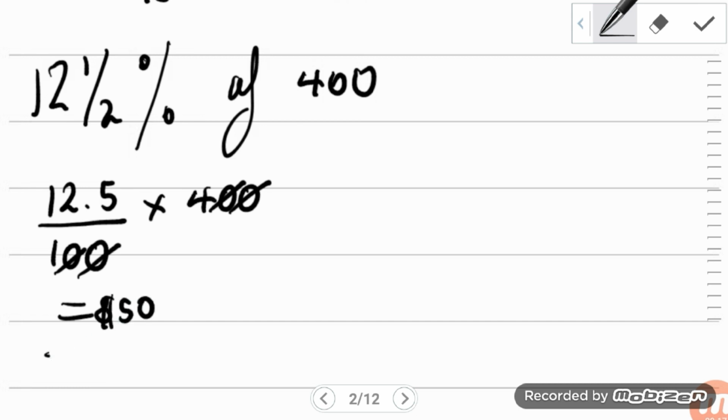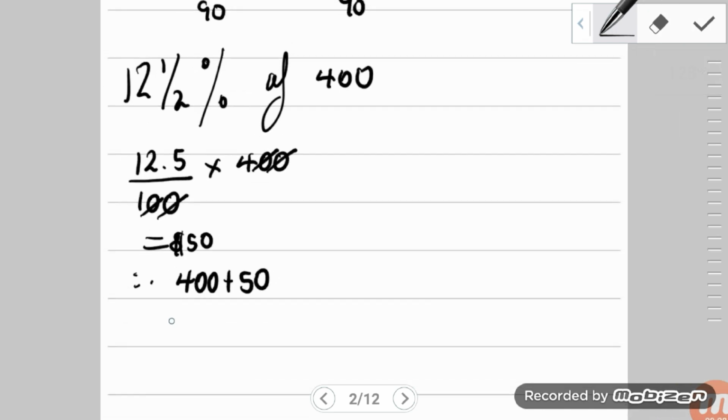All right, so therefore then, in order for the customer to own the item, they would have to pay a total of 400 plus the tax, which is then equivalent to $450. That's pretty easy. That's one way of looking at it.